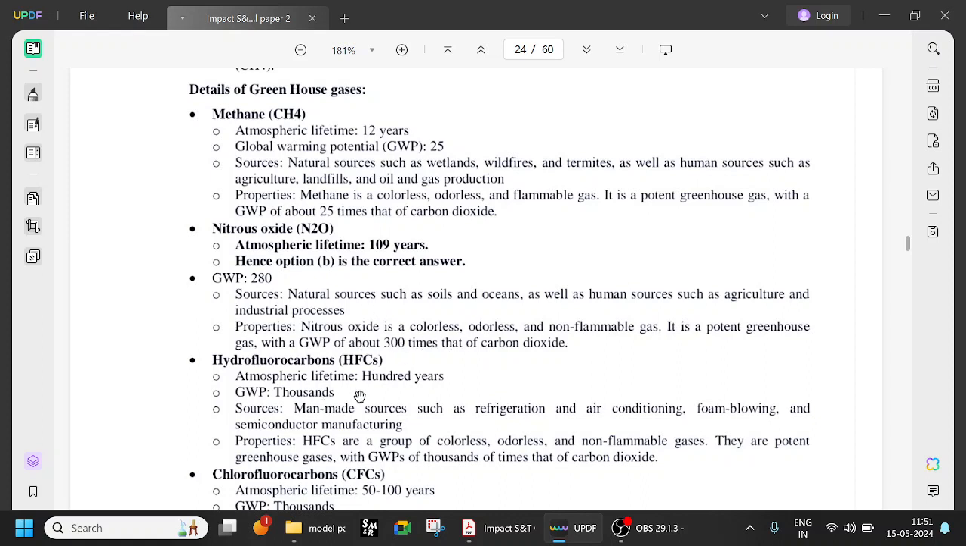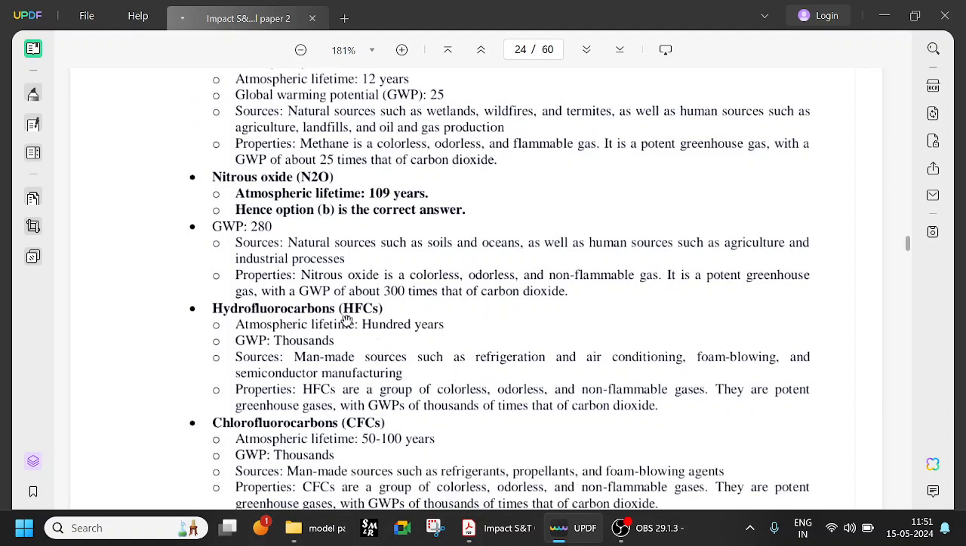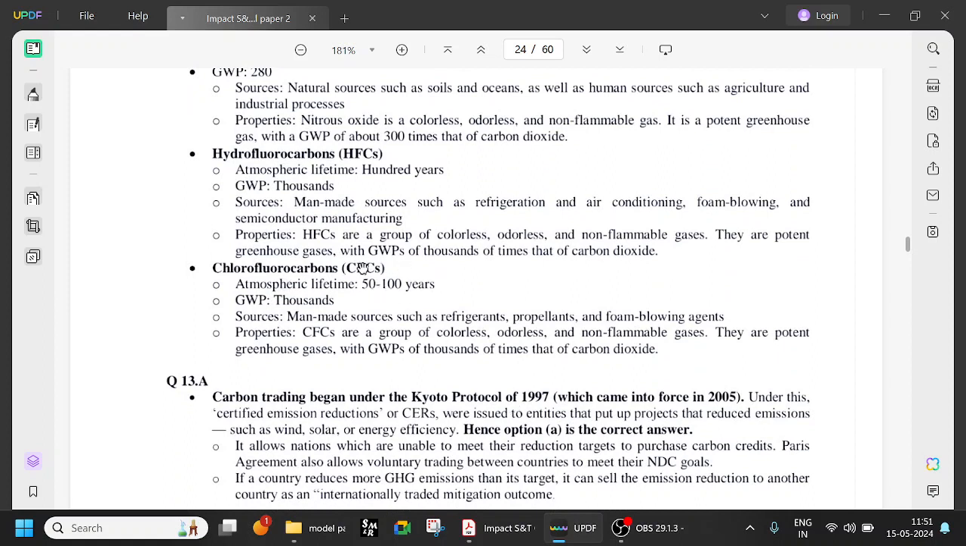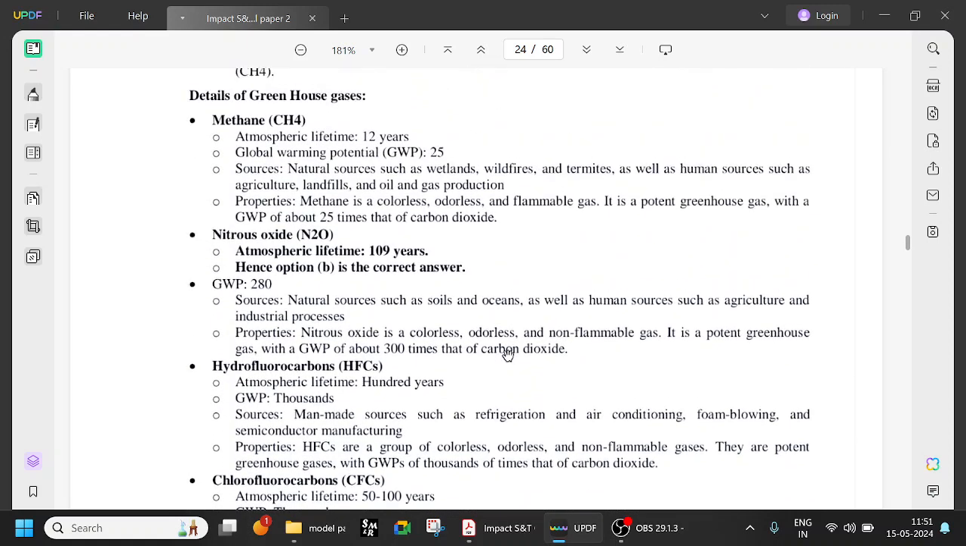So next comes hydrofluorocarbons. Atmospheric lifetime is about 100 years, and potential in the thousands. Okay, it has a huge capacity. Man-made sources are mostly refrigeration, air conditioning, foam blowing, and semiconductor manufacturing. They are a group of again colorless, odorless, and non-flammable gases. They are potent with thousands of times potential. So that is HFC. Then comes CFC, 50 to 100 years. Okay, again thousands of capacity. Refrigerants, propellants, foam blowing agents. They are also colorless, odorless, non-flammable. They are again potent. Okay, so what we are trying to see is the trends.